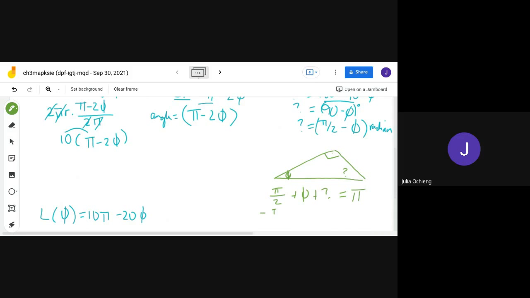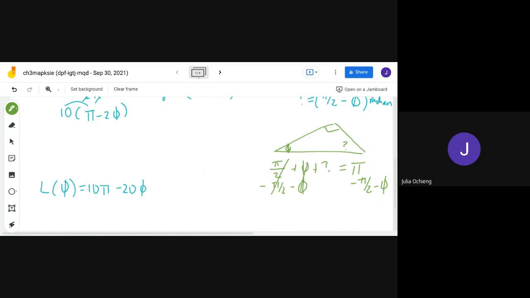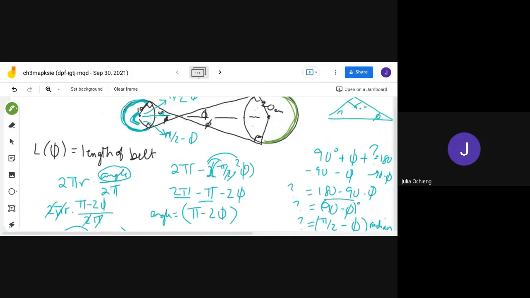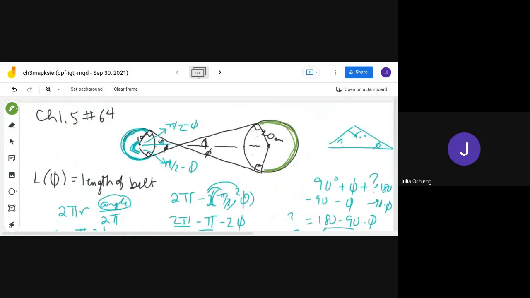So I'm going to subtract pi over 2 and phi from both sides to solve for my question mark angle. Cancel that out, cancel that out. Pi minus pi over 2 is pi over 2 minus phi. So my question mark angle for the green is still the same thing. It's still pi over 2 minus phi. And the other one is also going to be pi over 2 minus phi. So if they're both pi over 2 minus phi, we're going to subtract both of them from the entire circle, which has 2 pi.